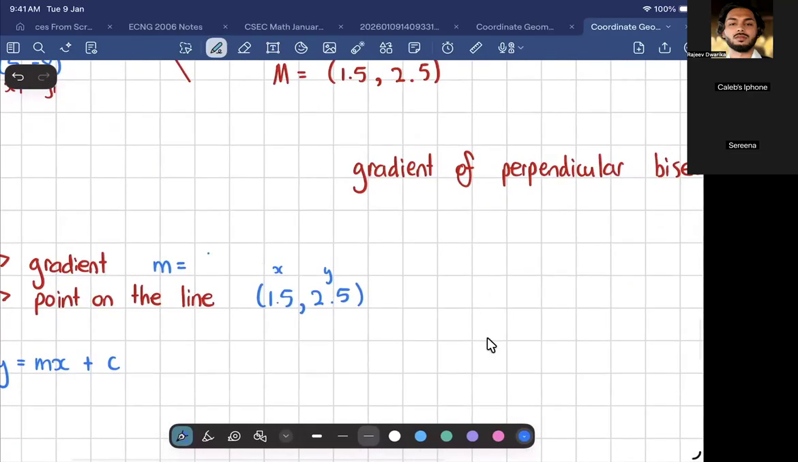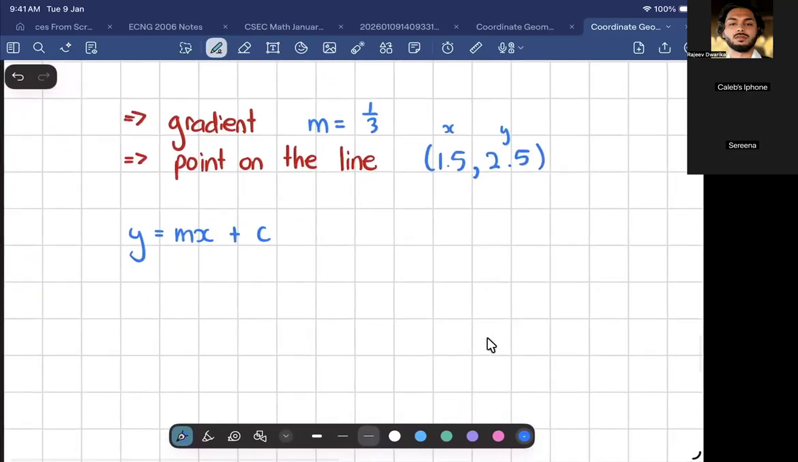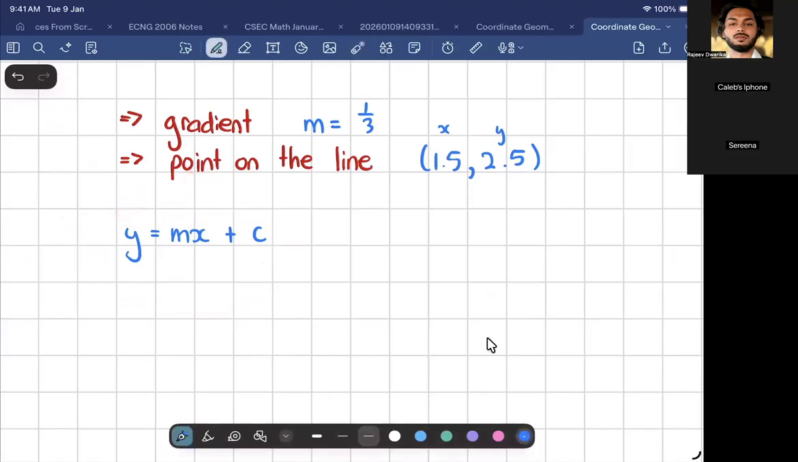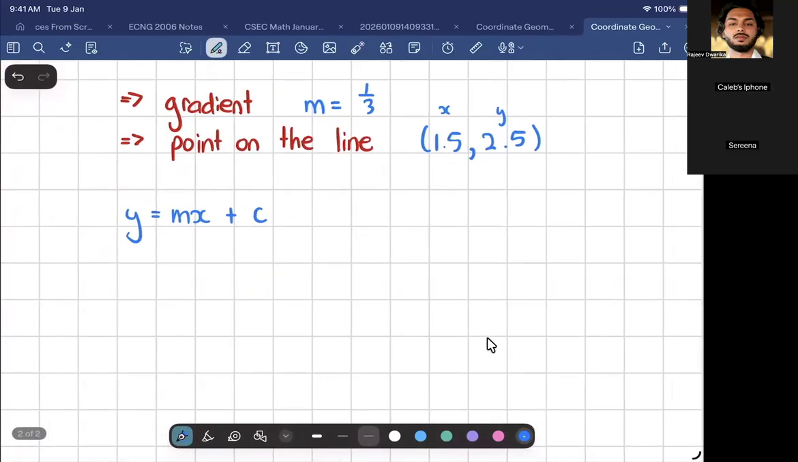1/3. Yeah, 1/3. So I can now plug all of this into this equation. If I know what y, x, and m are, what am I going to find? C. I'm going to find c. And what does c stand for again? Y-intercept. So y is 2.5, equals 1/3. I'm going to multiply that by x. X is 1.5, plus c.